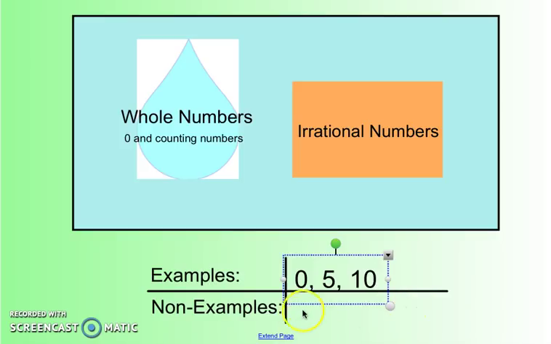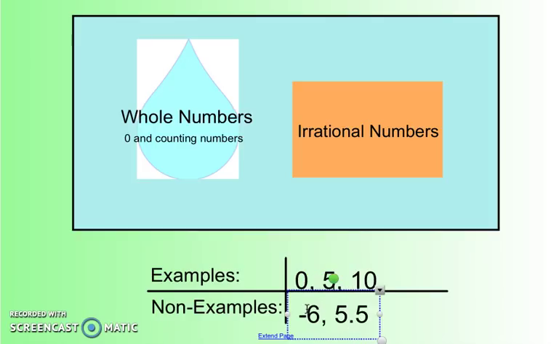So here are some examples of whole numbers. Notice they're all positive, so no negative numbers. There are no decimals that have any place values in the tenths, hundredths, thousandths, etc. And so these are some non-examples. So just counting numbers and 0.